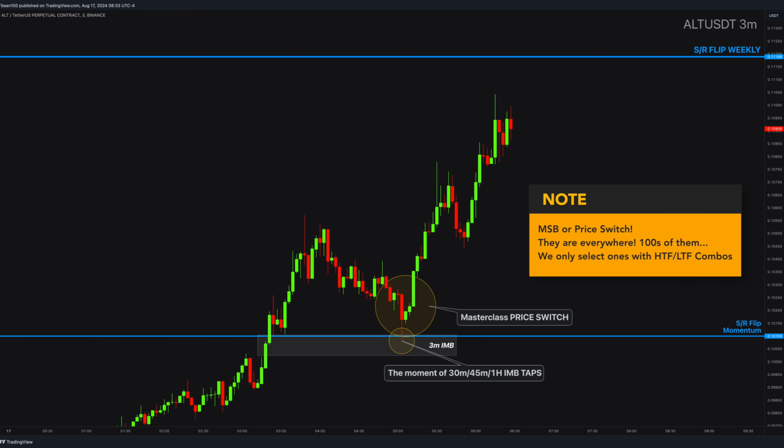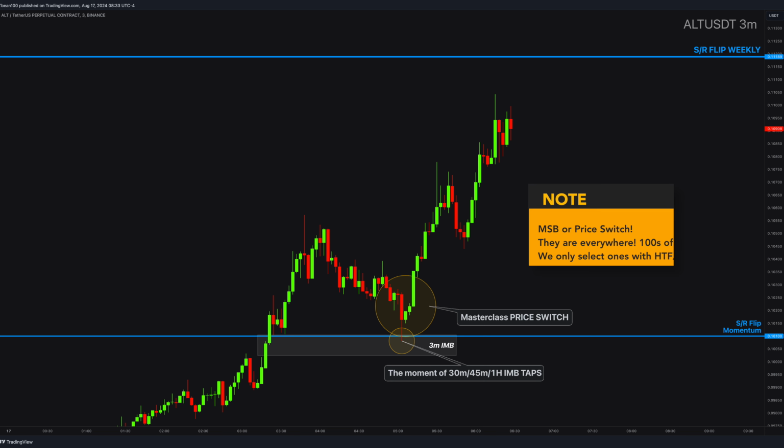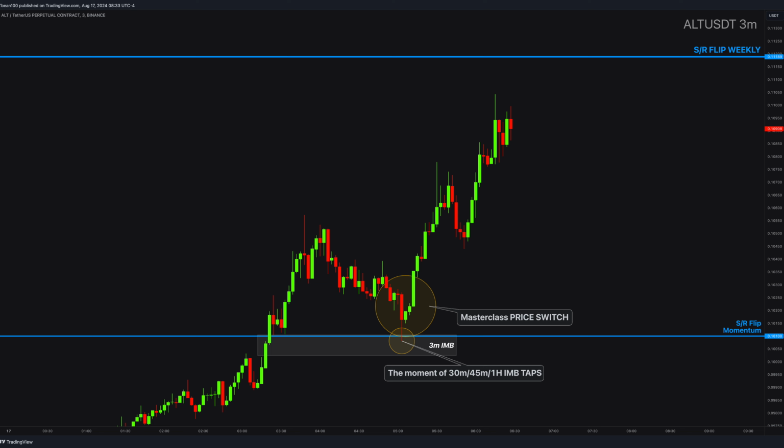Okay. Here's my second tip for the day. Market structure breaks or price switches. These are almost everywhere. I can point out 10 different price switches in this chart. But the most important thing is how you combine it with higher time frames, just like in this example.